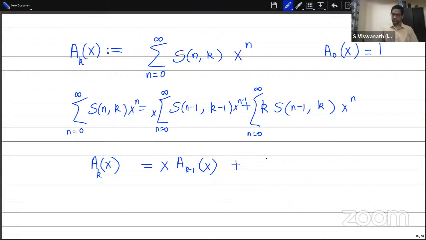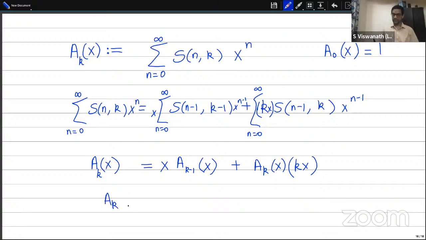Okay, so plus, same thing, summation. The next term again is A_k. Again, I'll pull out an x, so it's A_k(x) times kx. Okay, so again, I'm just doing the same thing as before, which is I pull out an x. I write it as kx times S(n-1,k) x^(n-1), so that the summation becomes A_k(x), basically.